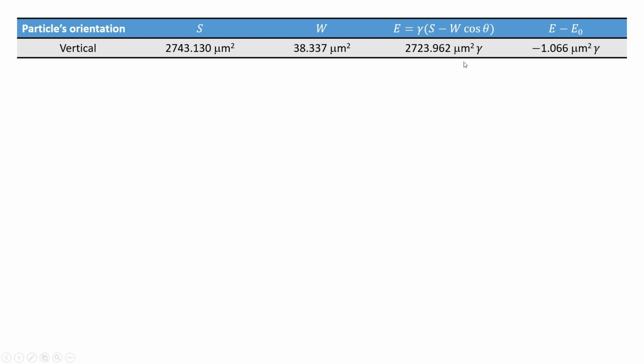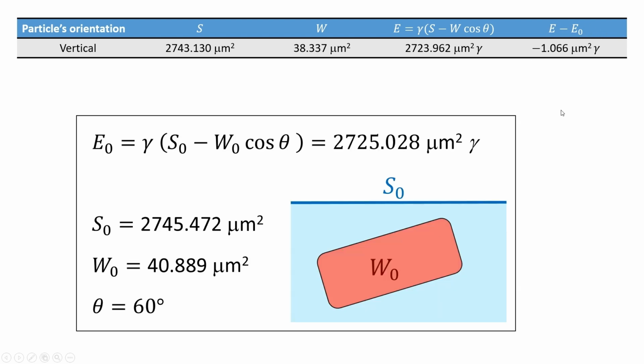Then, we can find the adsorption energy of the cylinder at the fluid interface as the energy E minus E0, where E0 is the energy of the cylinder when fully immersed in the fluid below. And we can compute E0 using the values for S0 and W0 that we retrieved before, where S0 is the area of the flat fluid interface without the hole, and W0 is the total surface of the cylinder.